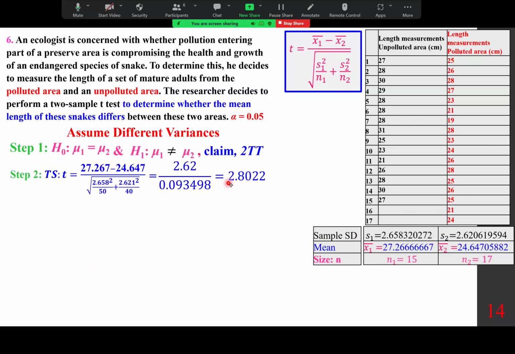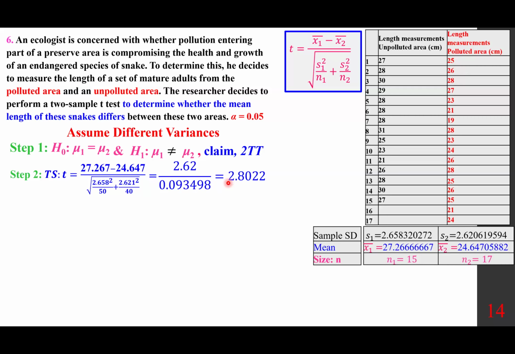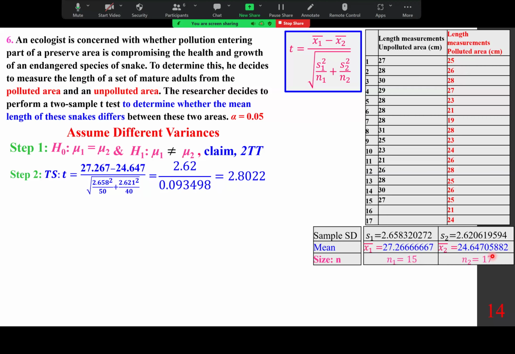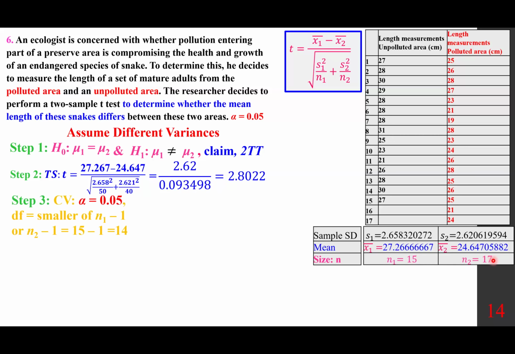And the test statistic becomes 2.8022. Alpha is 0.05. Degrees of freedom for this one is 15 minus 1, for this one is 17 minus 1. We choose 15 minus 1, the smaller of the two, which is 14. Again, without the technology, that's how it's done, because the formula is pretty complicated, as you recall. And so we look up the table and we get plus minus 2.145.